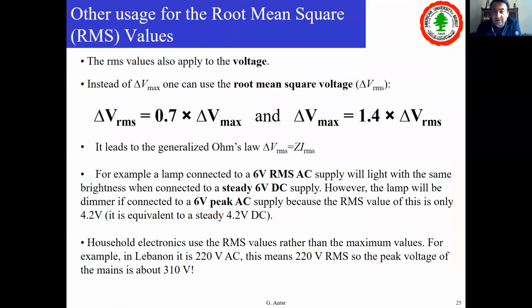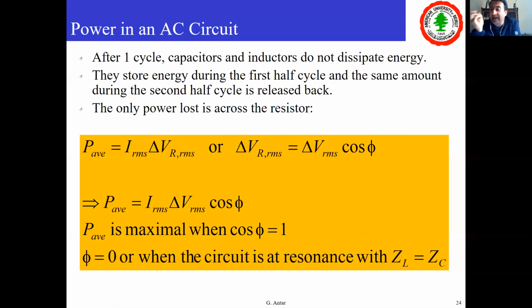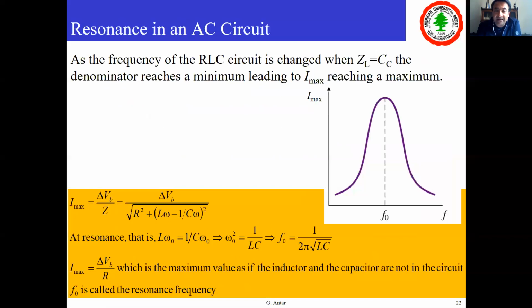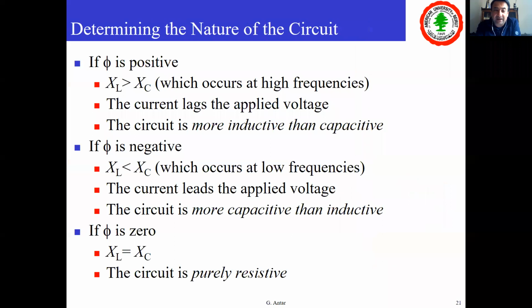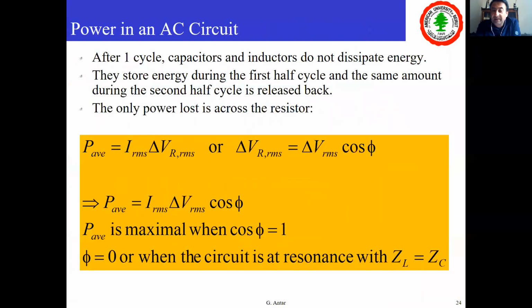You can see that at the resonance frequency, if you recall, my tangent of phi, the phase, is (delta V_L minus delta V_C) over delta V_R. But at the resonance frequency, delta V_L is exactly equal to delta V_C, and consequently my tangent of phi is equal to 0. And so I have a zero phase difference between the voltage and the current of the AC power supply.